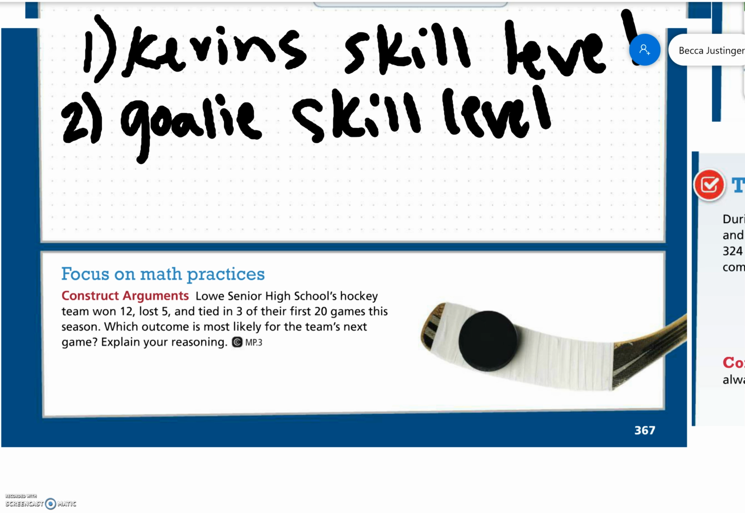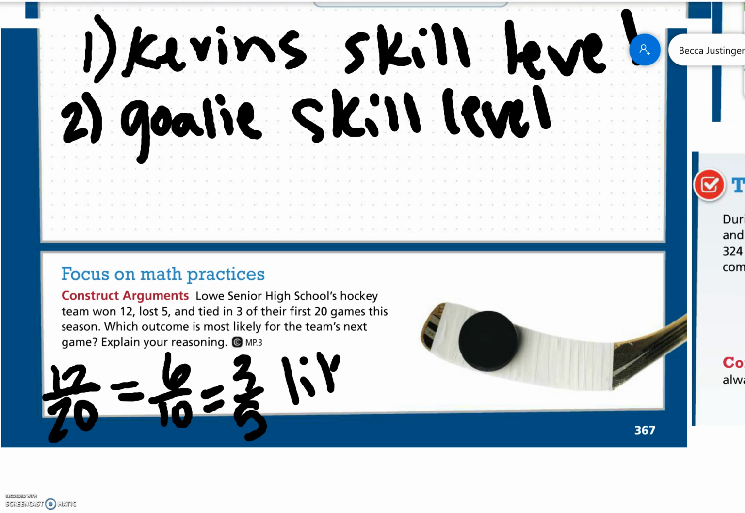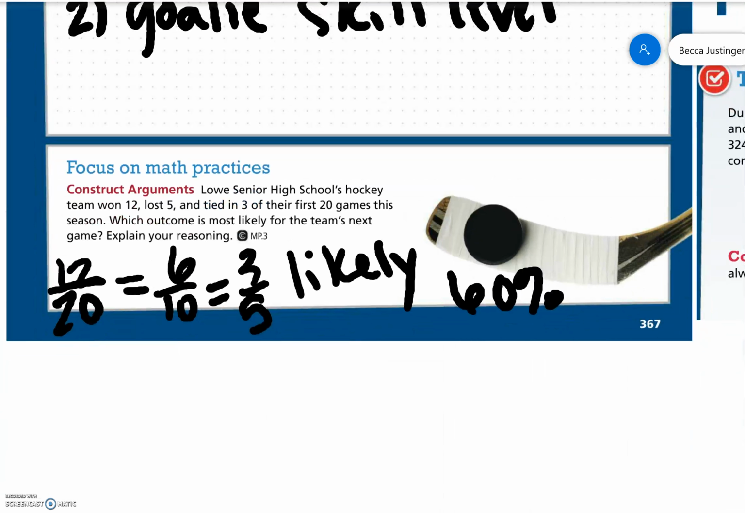Lowell's senior high school hockey team won 12, lost 5, and tied in 3 of their 20 games this season. Which outcome is most likely for the team's next game? Explain your reasoning. So they won 12 out of 20, and 12 out of 20 reduces to 6 over 10 or 3 over 5, which is likely. It is 60%.